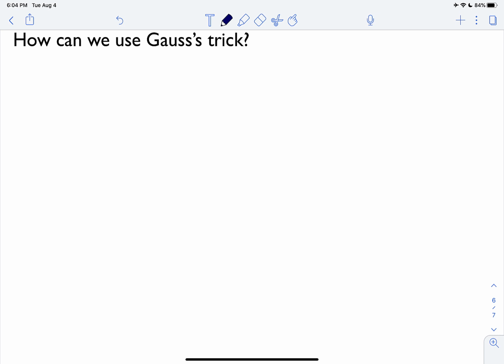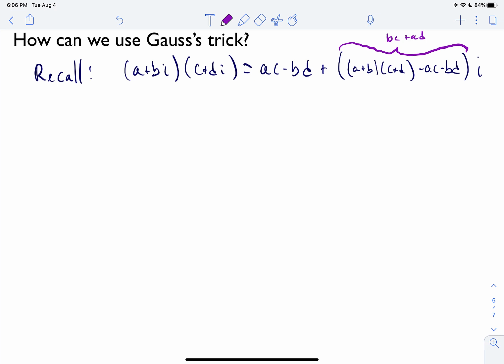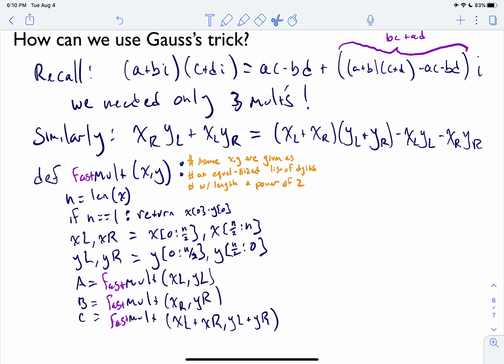Okay, so that technically wasn't a faster algorithm. We haven't actually used Gauss's trick yet. So how do we do that? Let's remember what Gauss said. He observed that you can multiply 2 complex numbers and write it in terms of this, which only requires 3 multiplications. It turns out that the same is true for the combination xr yl plus xl yr.